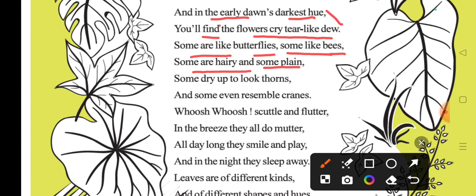Some leaves are plain like mango trees, mango leaves are very plain, and some are hairy. On some leaves, there are some small hairs present. Some dry up to look like thorns, and some even resemble screens. Yes, children, like the cactus plant. In the cactus plant, what happened? Their leaves change into thorns. Okay? And some even resemble screens.